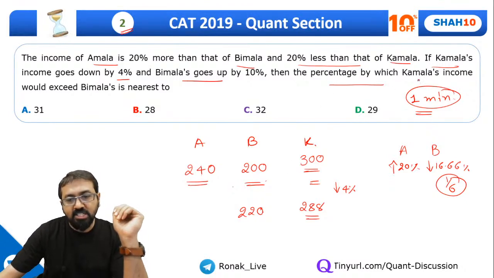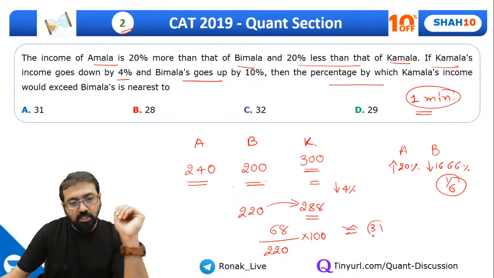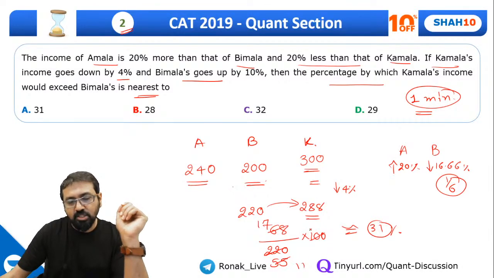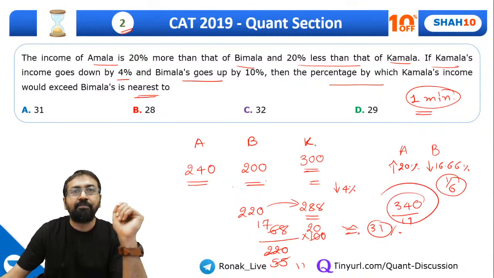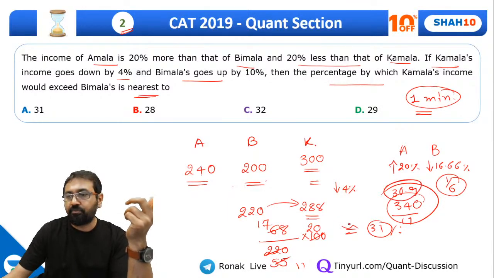Then the percentage by which Kamla's income would exceed Bimla's income. So how much percent more? 288 is 68 more than 220. So 68 upon 220 into 100. If you solve this, it will come out to be close to 31% because it's mentioned nearest. It's a very simple calculation, right? You can easily do it. 17 4s 55 4s, so 1700 by 55, further this will be 11, this will be 20. So 340 by 11, as simple as that. 11 3s 33, so you'll get 30.9 something or so, right everyone?